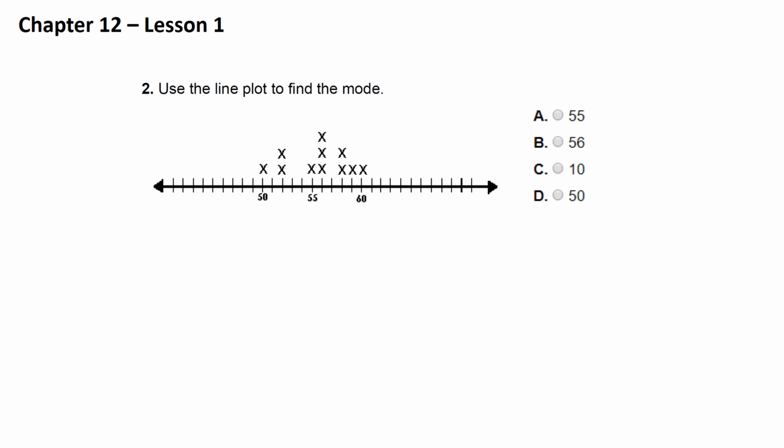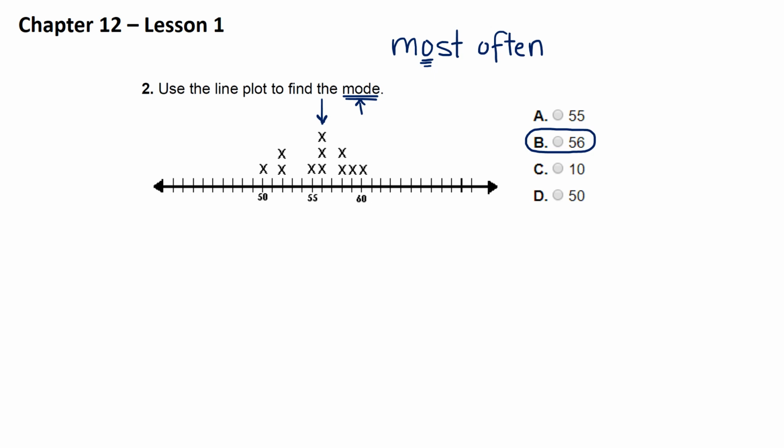Question 2. Use the line plot to find the mode. Mode is the data value that happens the most often. And most has an M, and mode has an M. The data point that happens the most often is the tallest, and in this case, it would be 56, which is answer choice B.